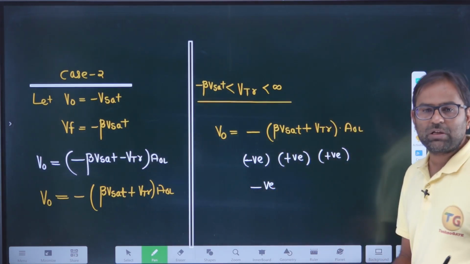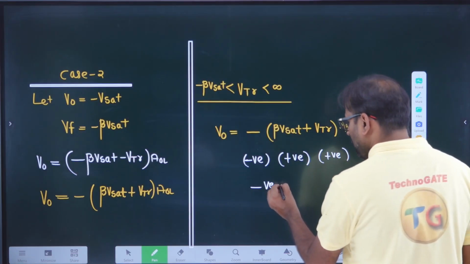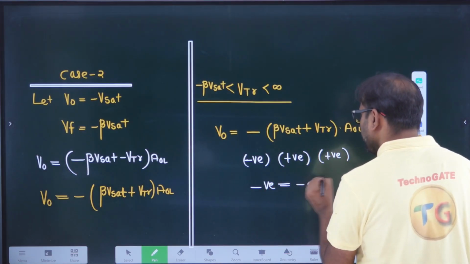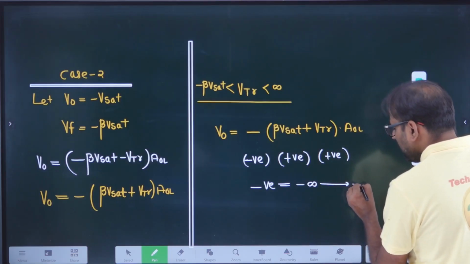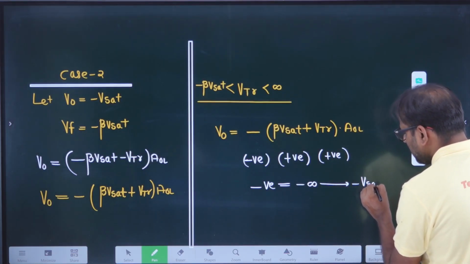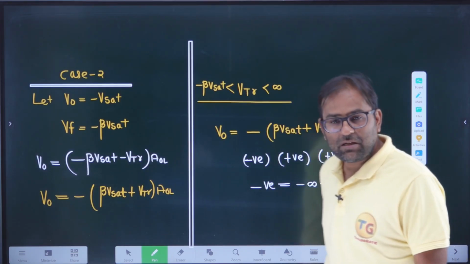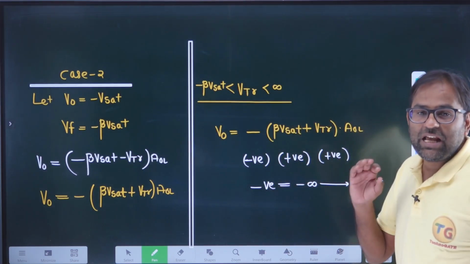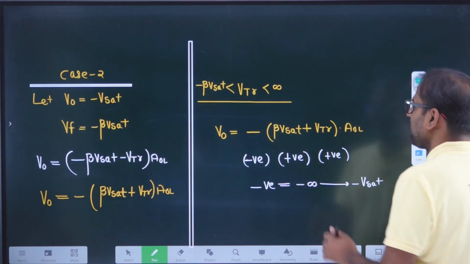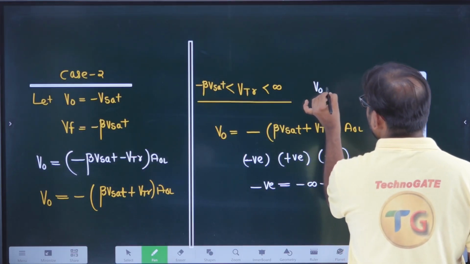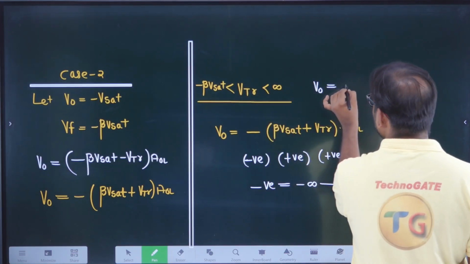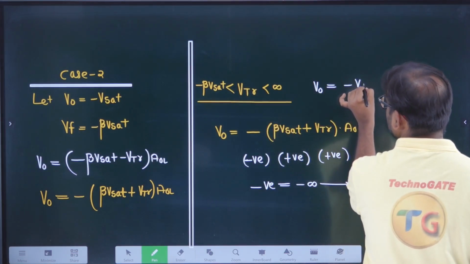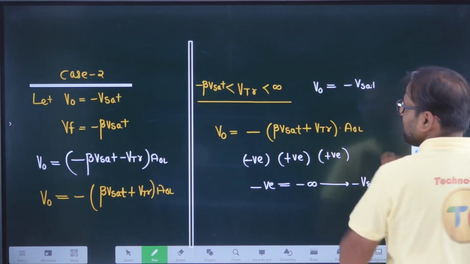And negative, what is the magnitude of that negative number? Because open loop gain is infinite, this value is minus infinite. And what is the meaning of minus infinite in the op-amp? That is minus V saturation. Correct? So can I say, what is the range for which the output will stay at minus V saturation? You can say the range for which the output stays at minus V saturation is infinite to minus beta into V saturation.